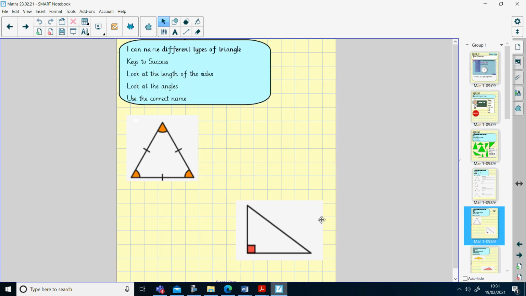So let's have a look at these triangles here. These are the ones that we know, I think. So we're looking at the length of the sides, so I can look at this length, and they're all the same. And I'm looking at the angles, which are also all the same. So easy to spot, this is my equilateral triangle.